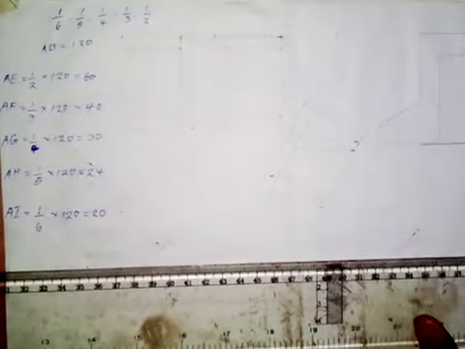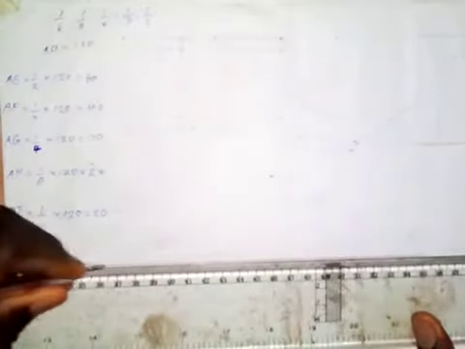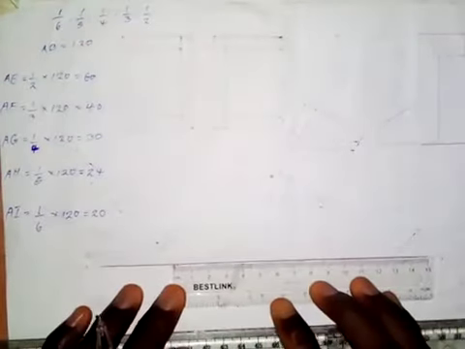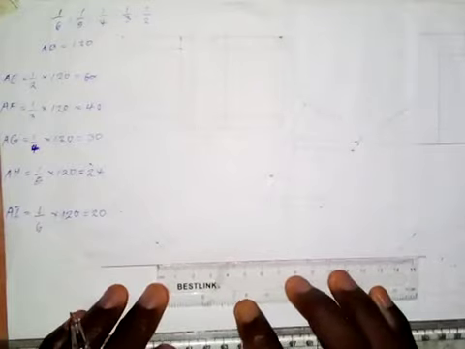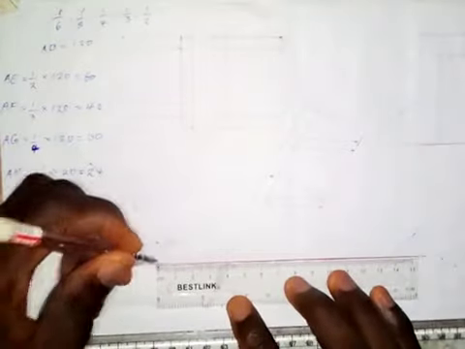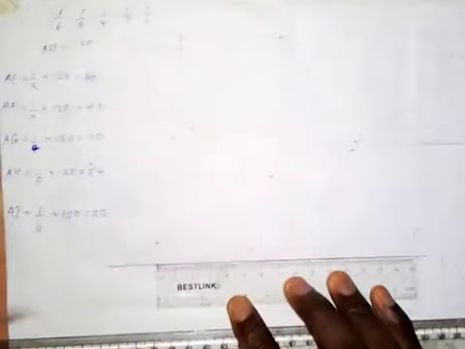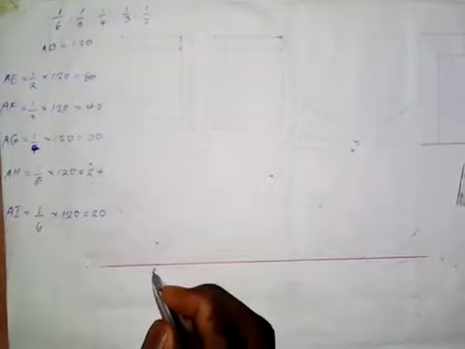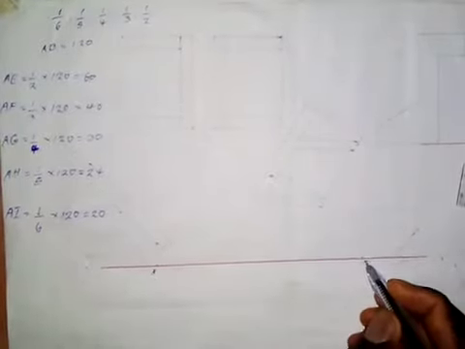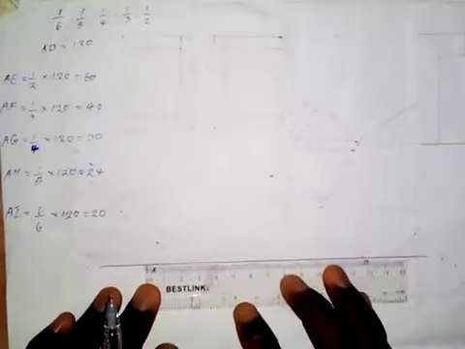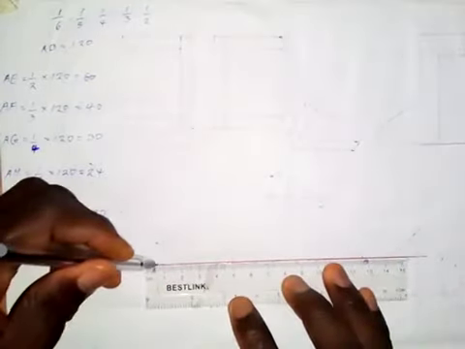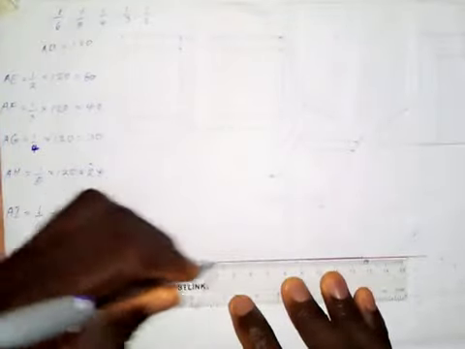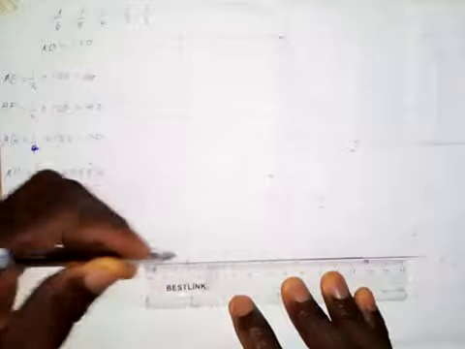The first thing to do is to draw a horizontal line. On this horizontal line, I'm going to take a measurement of 120 millimeters. This is the starting point, A, and this is 120, end B. I'm going to make line AB a thick line. So this line is 120 millimeters.